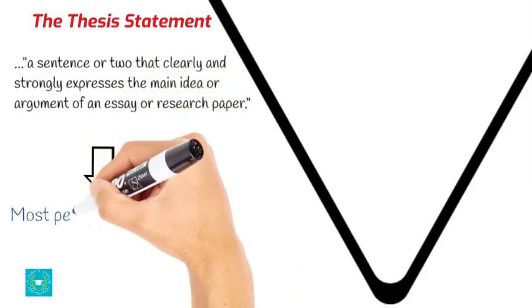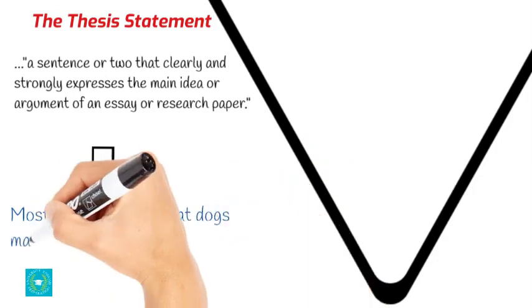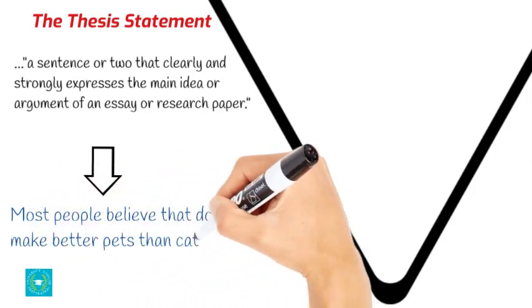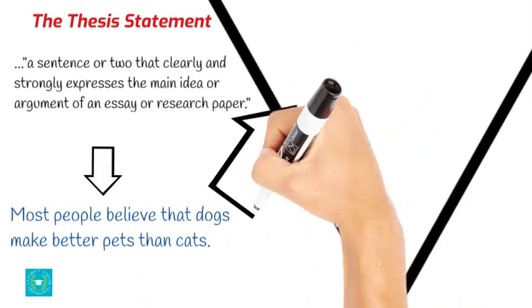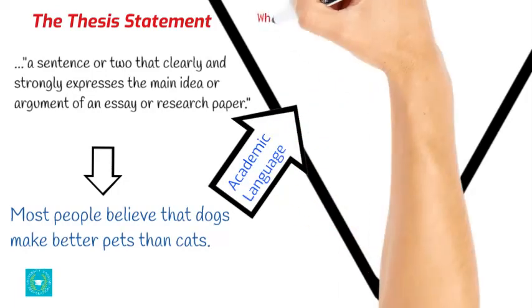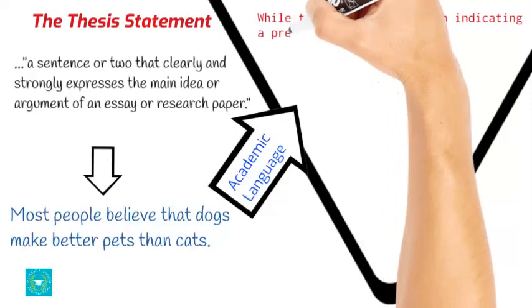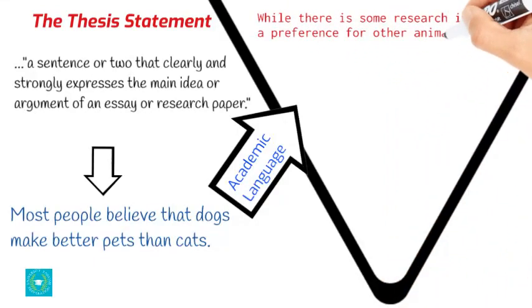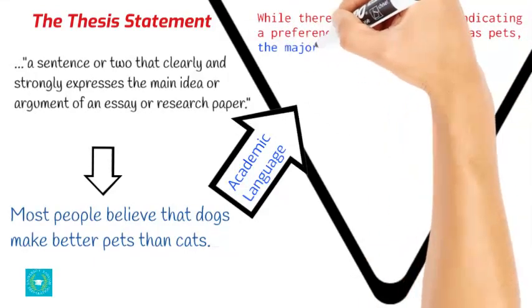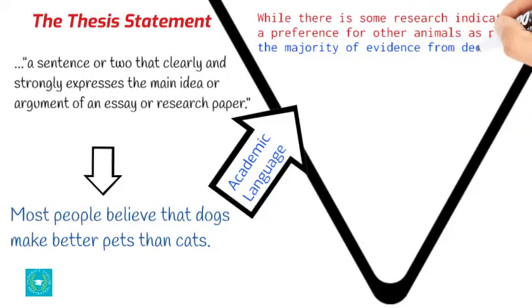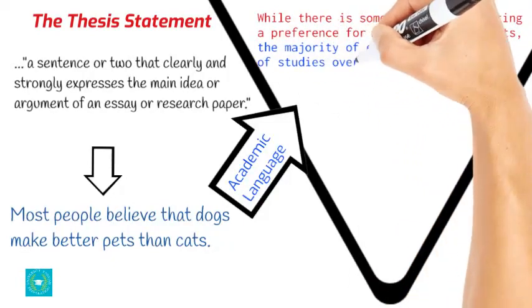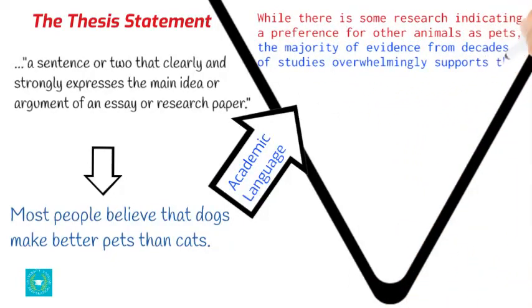For our essay, we want to say that most people prefer dogs over cats as house pets, but we need to say it in academic language. And you'll remember our counter-argument lead-in. Notice the language we use to stress our stance in our thesis statement. The majority of evidence from decades of studies overwhelmingly supports the perspective that dogs are more favored as domestic companions than cats.